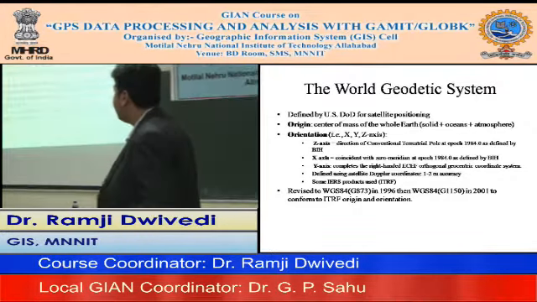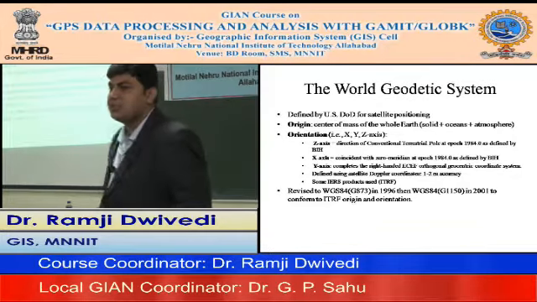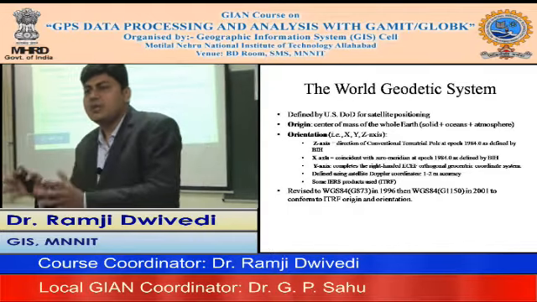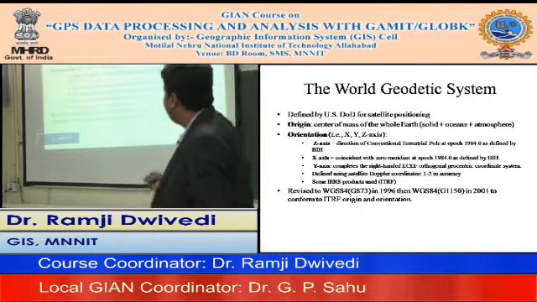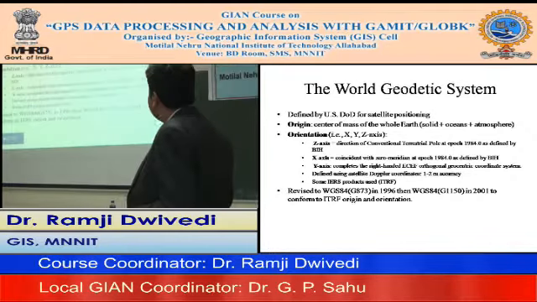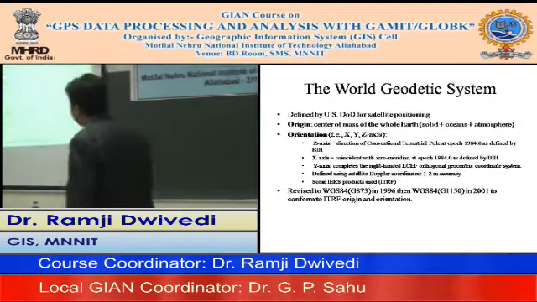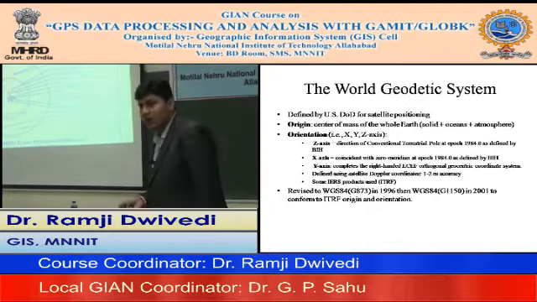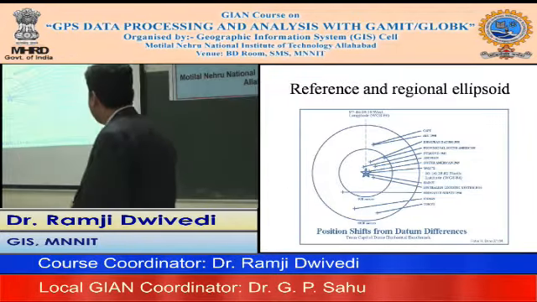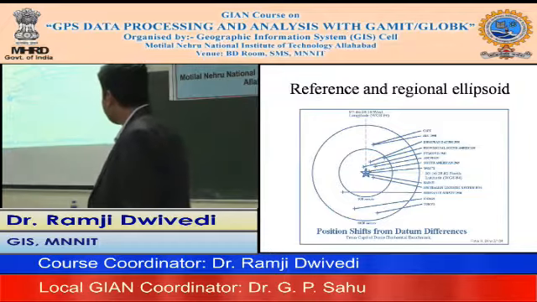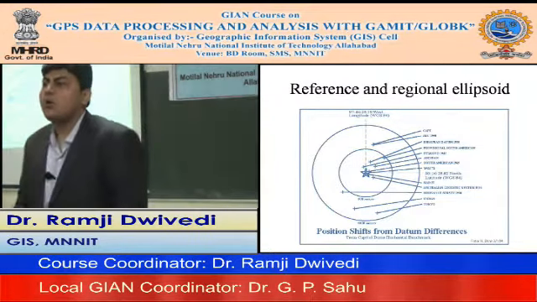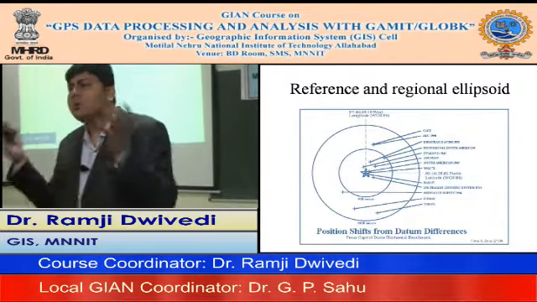It defined the ITRF, but this WGS84 is defined by the US Department of Defense. So both can be put in a similar category, which we call the reference frame. Before developing WGS84, many people used a local datum, which we call a local or regional ellipsoid. For our country we have the Everest, which is Indian. So many people were previously working on their own ellipsoid rather than a global ellipsoid.